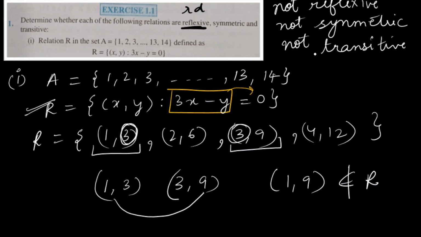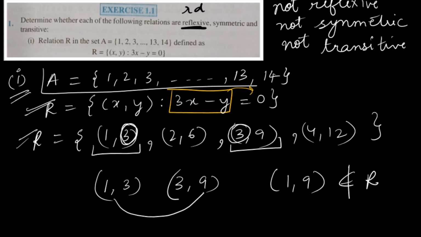So first thing what you have to do, you have to write the relation in roster form. Then easily you will be able to decide whether the given relation is reflexive, symmetric or transitive. Okay, let's do second one now. This is question number 1. Subpart first we have done. Now let's do the second subpart of question number 1.